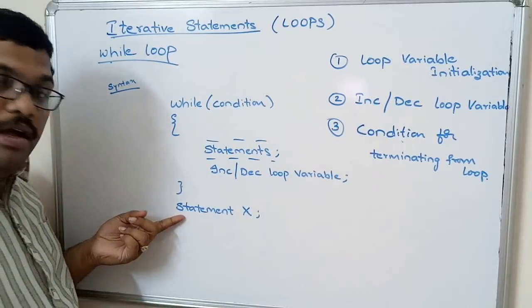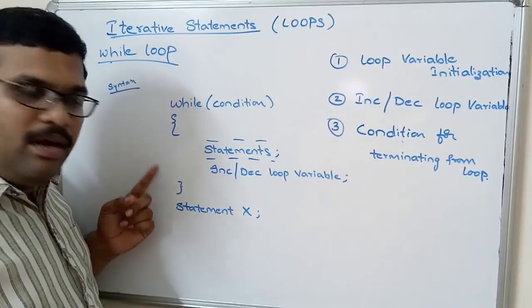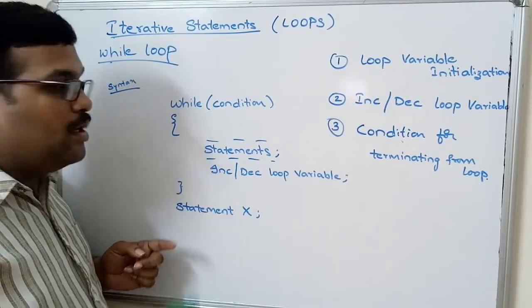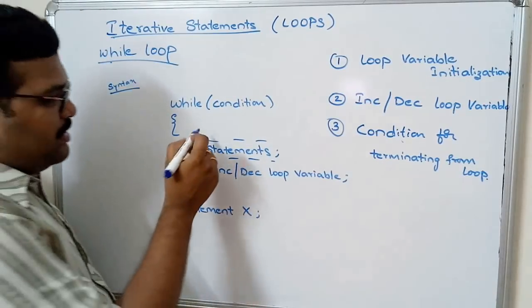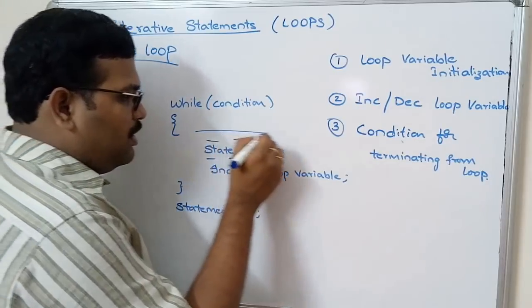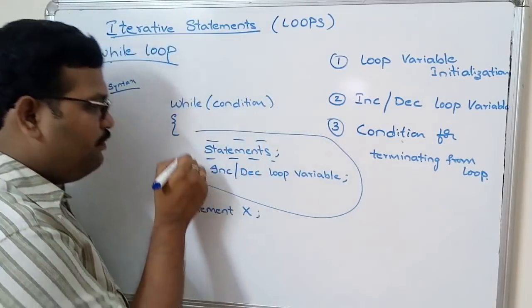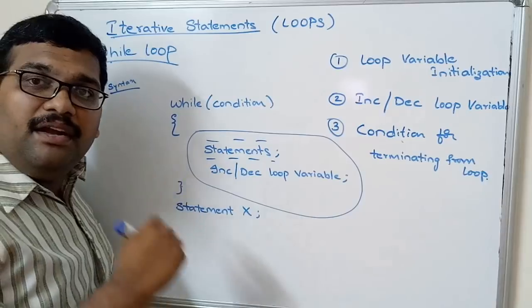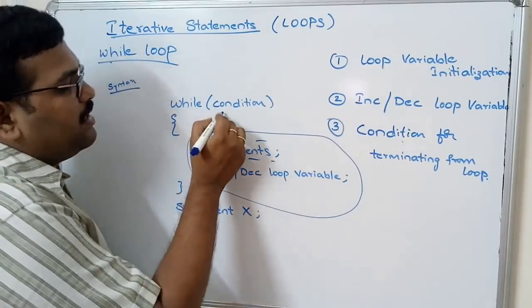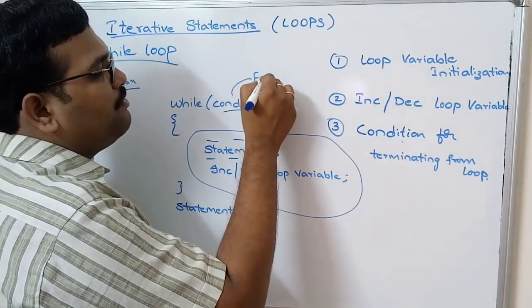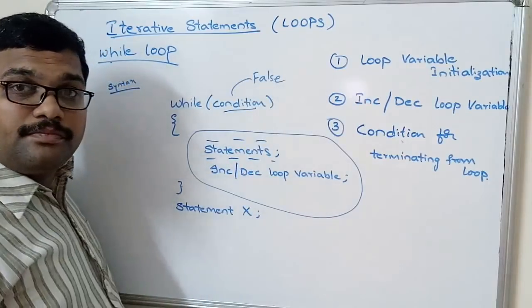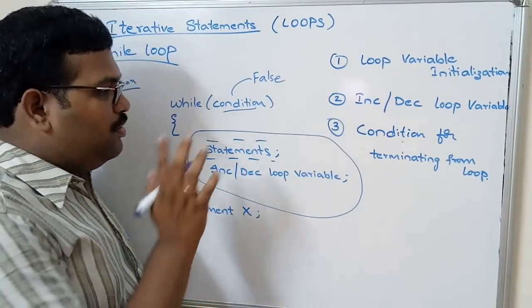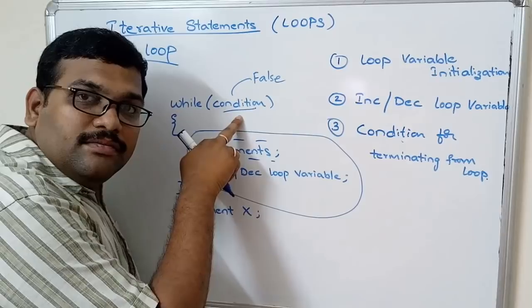So this is not a part of the loop, it is outside the loop. All these statements inside the loop will be executed repeatedly until the condition becomes false. So here we are writing the condition.